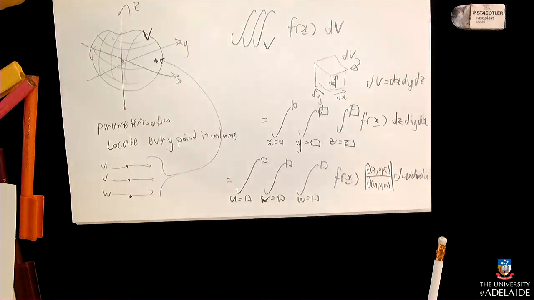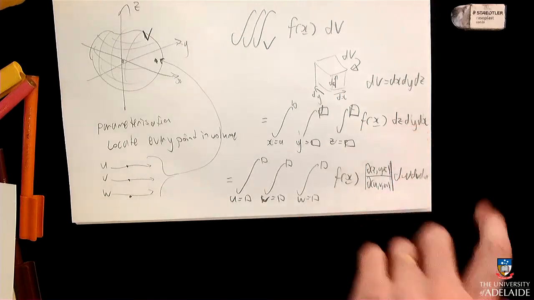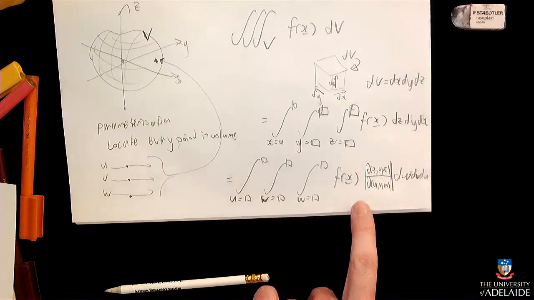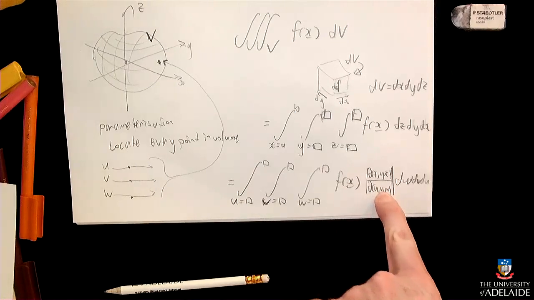So if you do parameterize it using the coordinates you already have, you can just leave it like this. But if you use a different parameterization, you're going to have to take that into account.